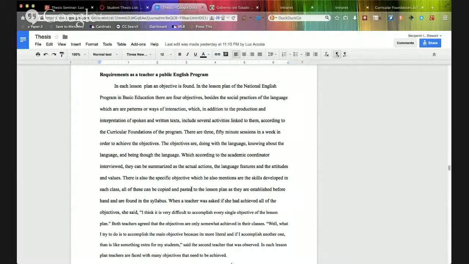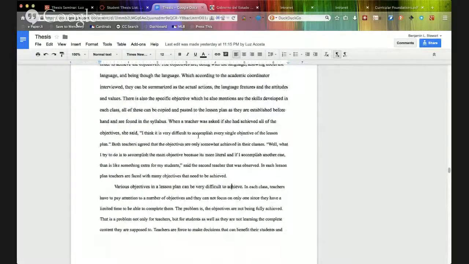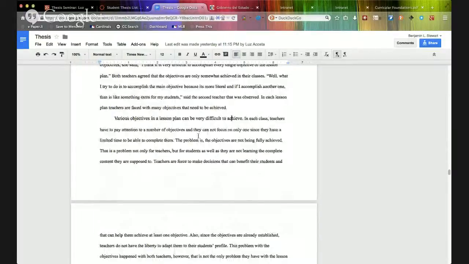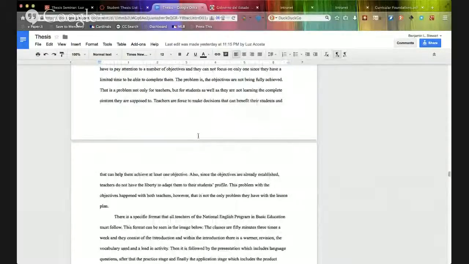I would always, and this goes in general, when you start triangulating the information, let's see here. So in this first paragraph, you're just presenting the results, and then the second paragraph, you're going to discuss them? Yeah. Okay. Where's the objectives and lesson? Each class, teachers pay attention to a number of objectives and cannot focus on all of them. All right.